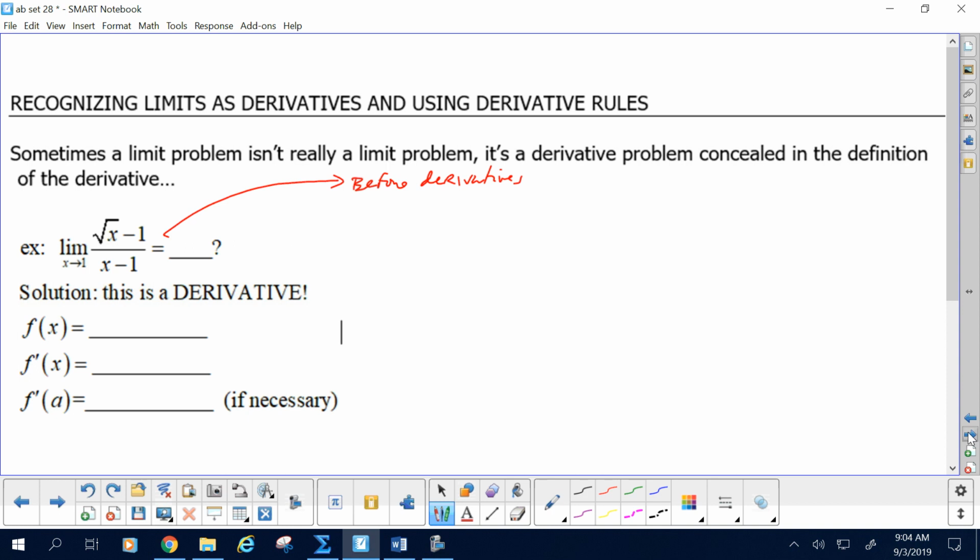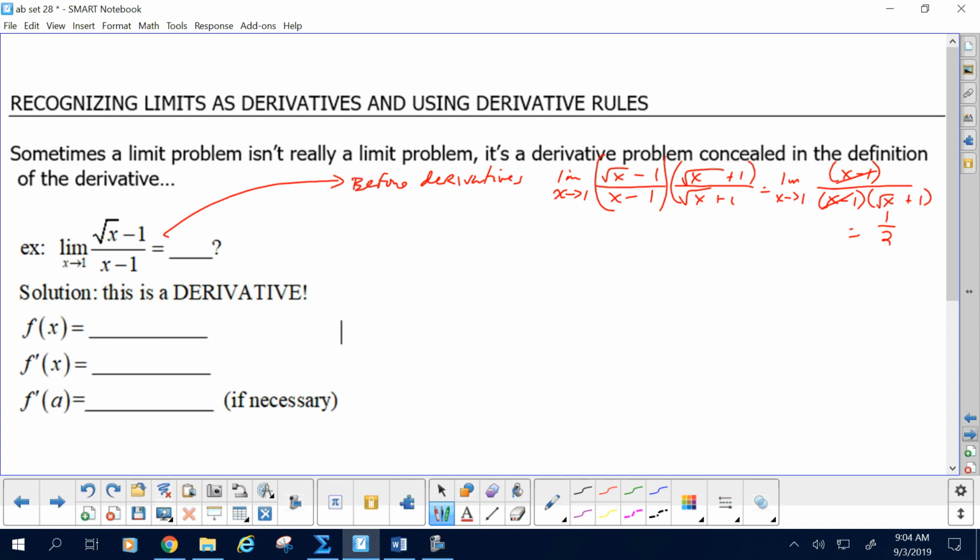We said, well, you can't put 1 in. And so what did we do to get around the problem of 0 over 0? We multiply by the conjugate. We multiply by root x plus 1 over root x plus 1. Giving me the limit as x goes to 1 of the top became x minus 1 without roots, which canceled out with the root x minus 1 in the denominator. And we eventually got 1 over 1 plus 1, or a half, yeah?